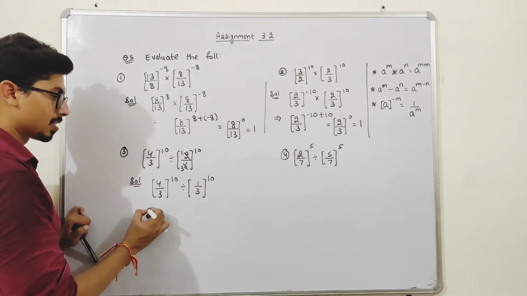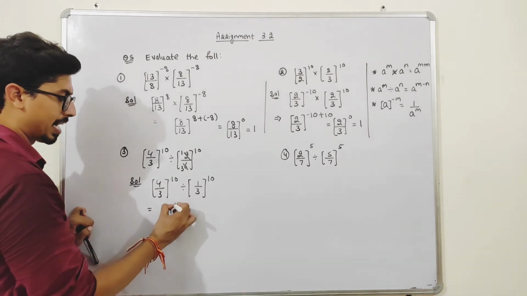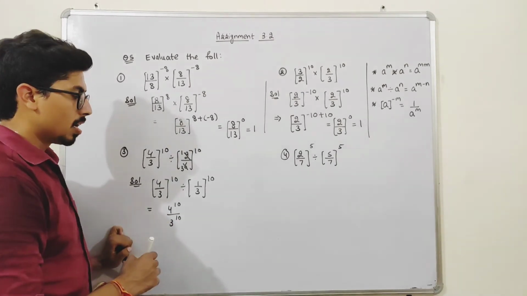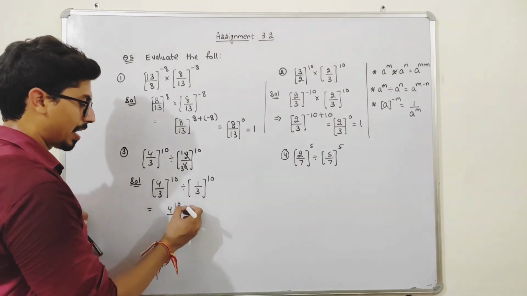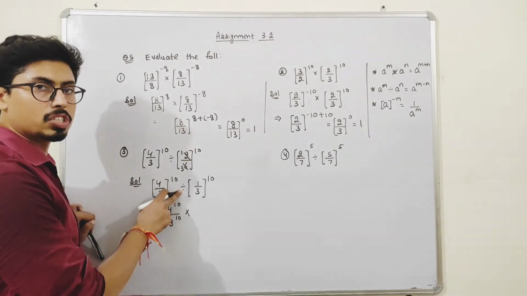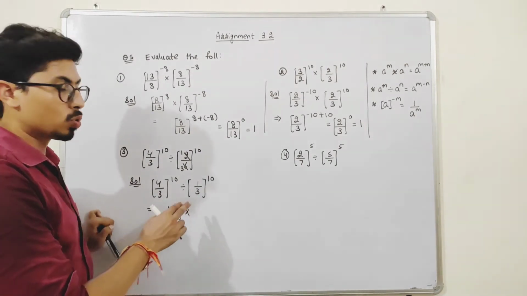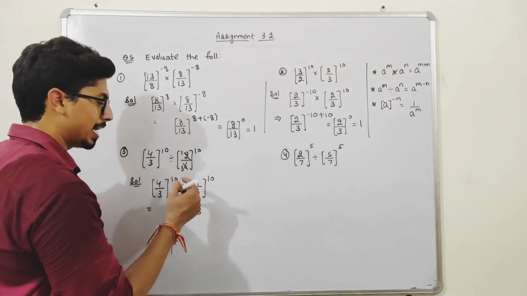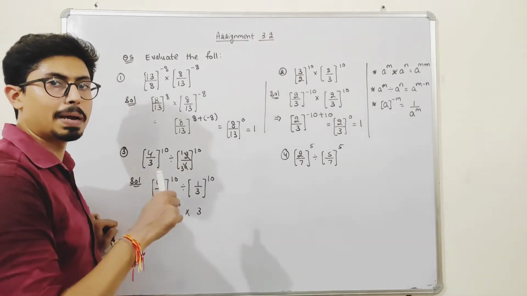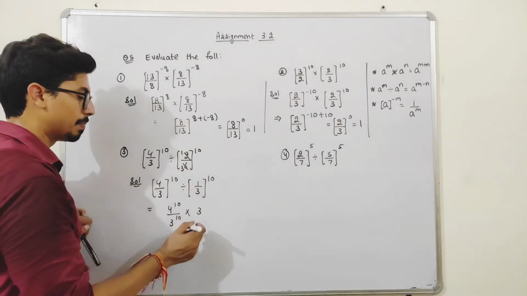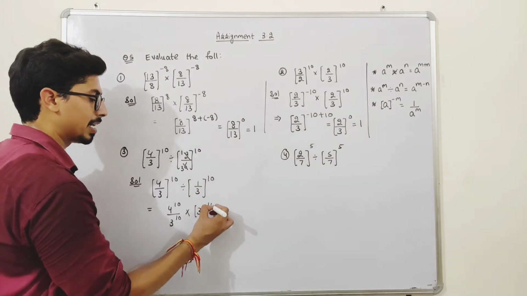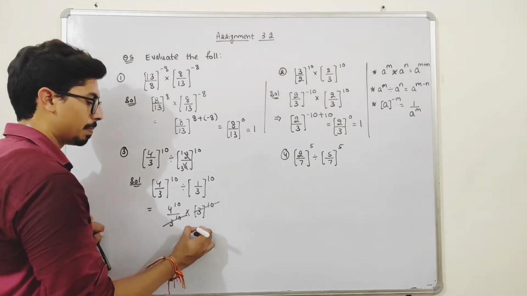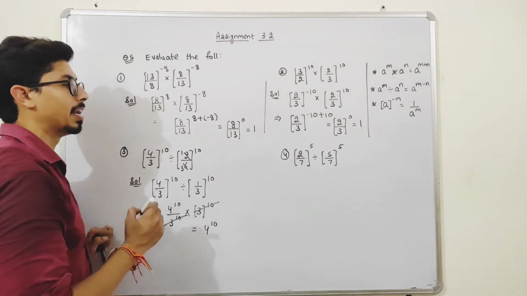Now that means, students, 4 raised to the power 10 upon 3 raised to the power 10. To simplify this, I change the division sign to a multiplication sign, so the number after it gets reciprocated. So 1 by 3 can be written as 3 by 1, and 3 by 1 is 3. So it can be written like this, 3 raised to the power 10. Now both of these are the same, I can cancel them out. So the answer will be 4 raised to the power 10.